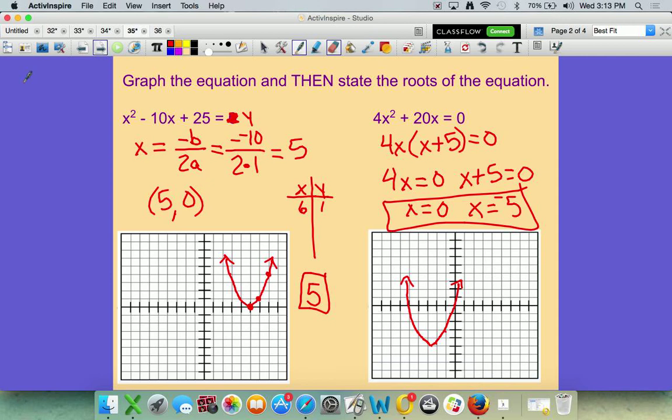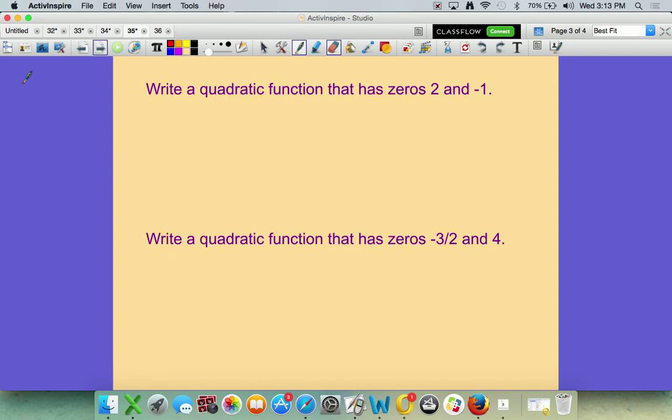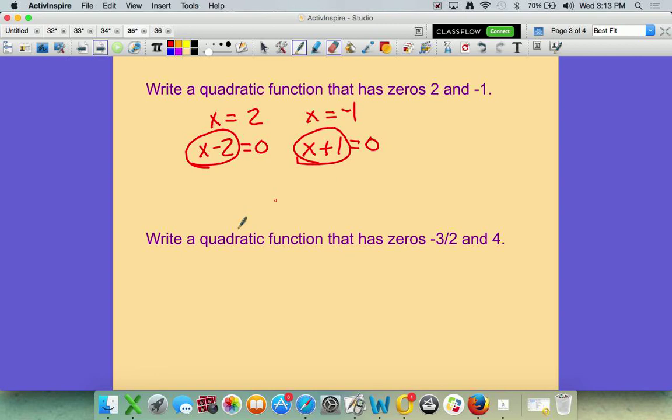All right, next one. Write a quadratic function that has zeros of 2 and negative 1. So I am telling you for this one that x equals 2 and x equals negative 1. Give me the equation that works for it. Well, before I can do that, I need the factors. To get a factor where x equals 2, technically all I have to do is move the 2 over. So I'm subtracting 2, and I'm adding 1 here. Well, here's the one factor, there's the other.